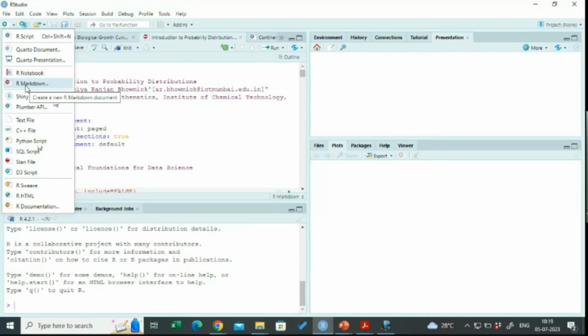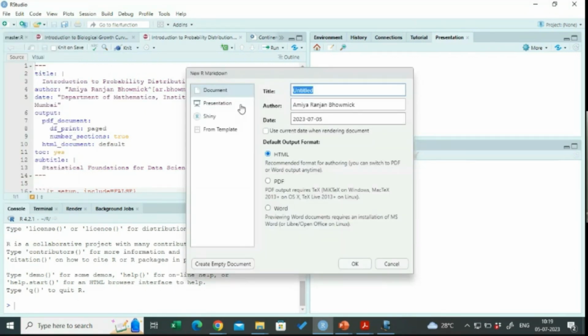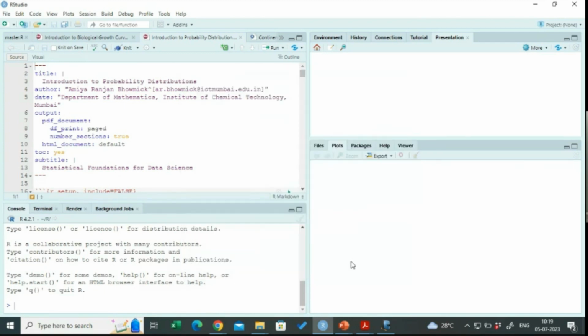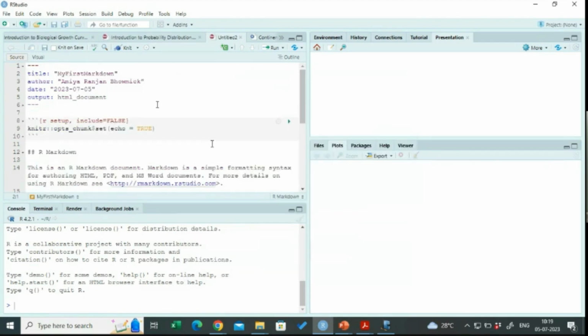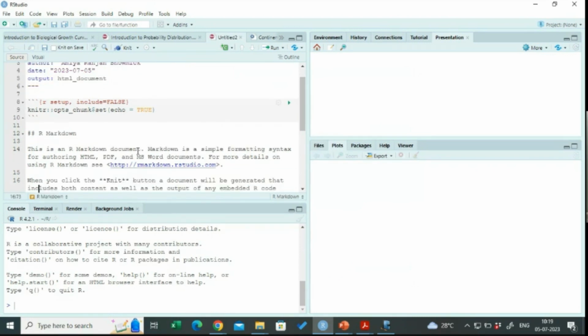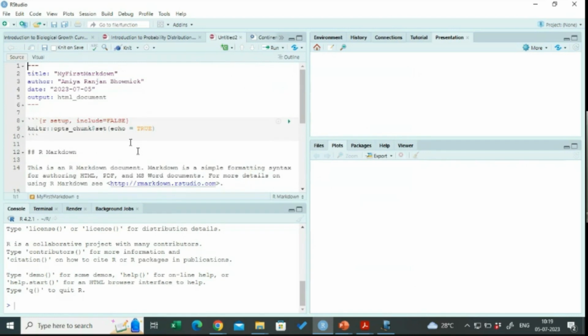If you click on this, a window will open. You see that there are multiple options: HTML, PDF, and Word file. So several possible outputs you can create. Say, for example, I can give the name my first markdown. You can choose HTML and press OK. So a new file got created. This is the basic demonstration that is already here.